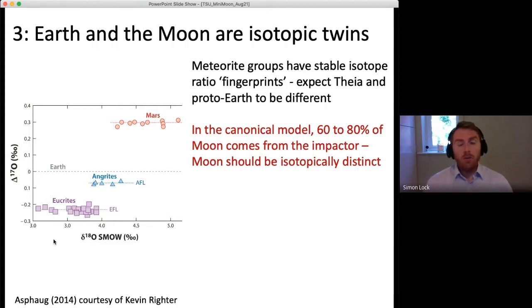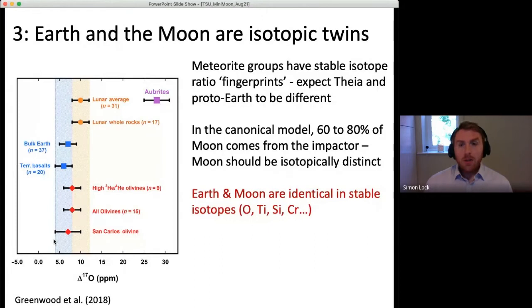If you look at all of the different isotope systems, you find that basically there are not very many meteorites that look like Earth. So we'd expect the thing that hit Earth, which is often referred to as Theia, would have a different isotopic fingerprint than the proto-Earth itself. However, what we find in our simulations of the canonical impact is that most of the material that goes to make the Moon is from the thing that hit us. So logically, we would expect that the Earth and the Moon would have different oxygen isotope fingerprints and different isotopes.